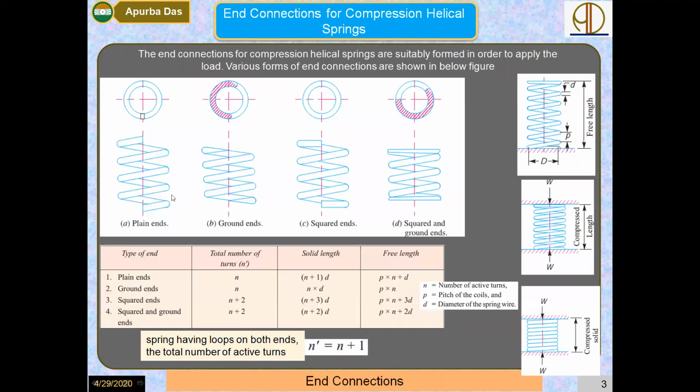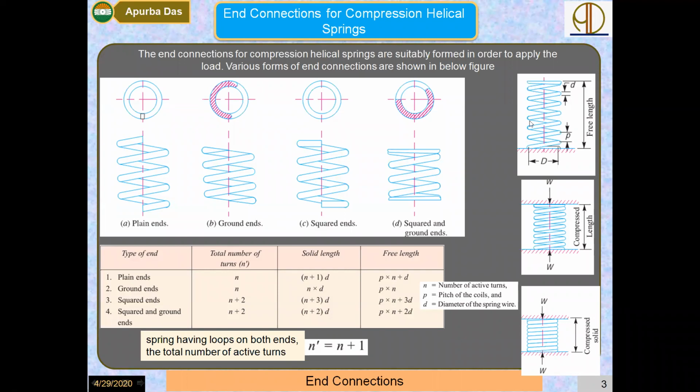For the helical spring, you can see that it has different types of end connections, like the compression helical spring, and it has different types of ends. This is called plain ends, which means nothing is cut. And this is ground ends, which means the top portion is ground or drilled so that it becomes flat. And this one is the square ends. You can see that it has been cut suddenly and becomes flat, so it is a square end. And then square and ground ends, so these are the different types.